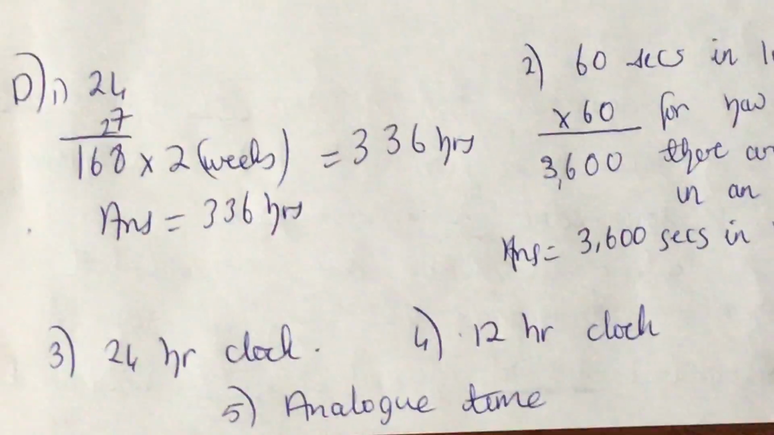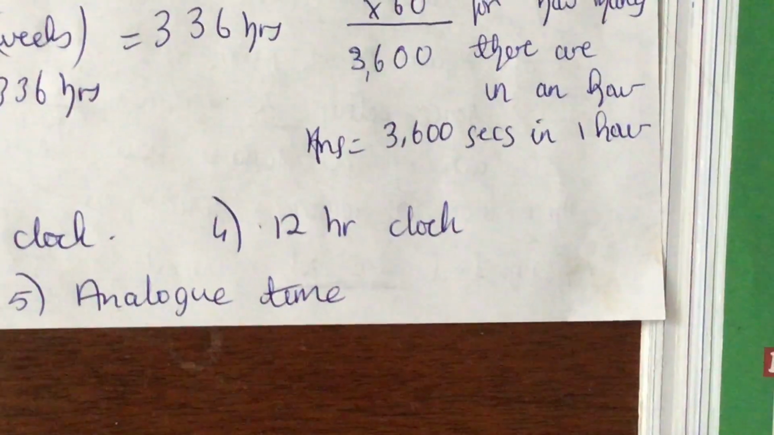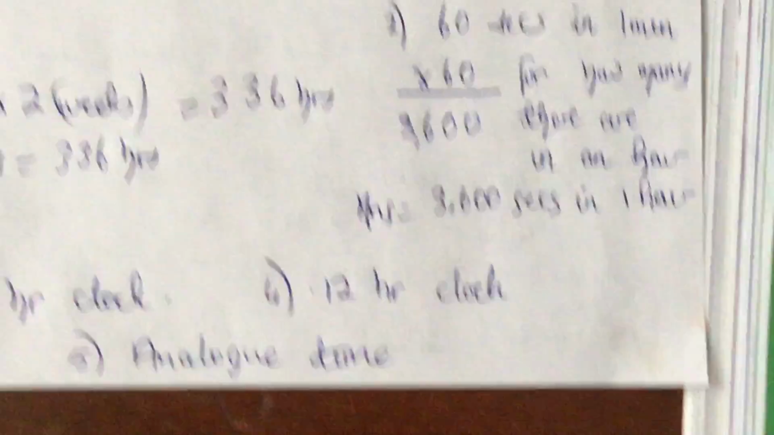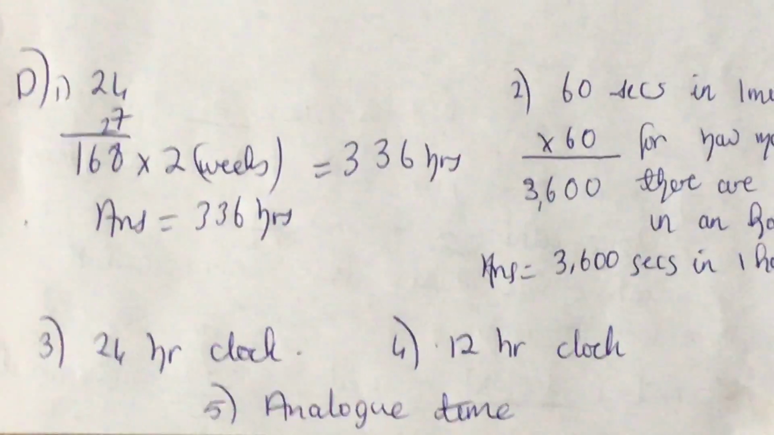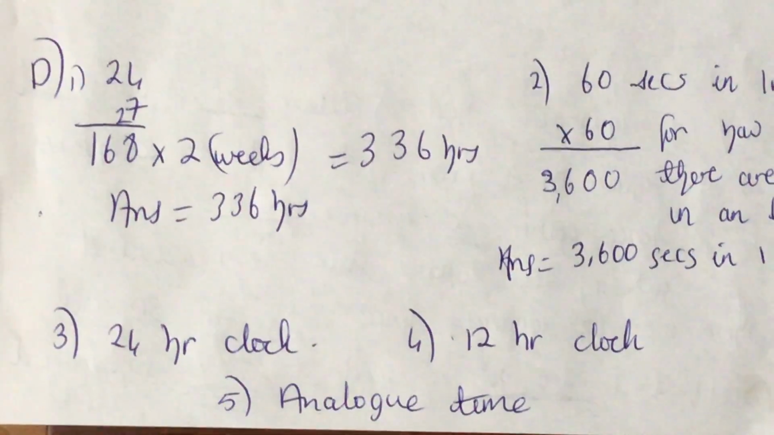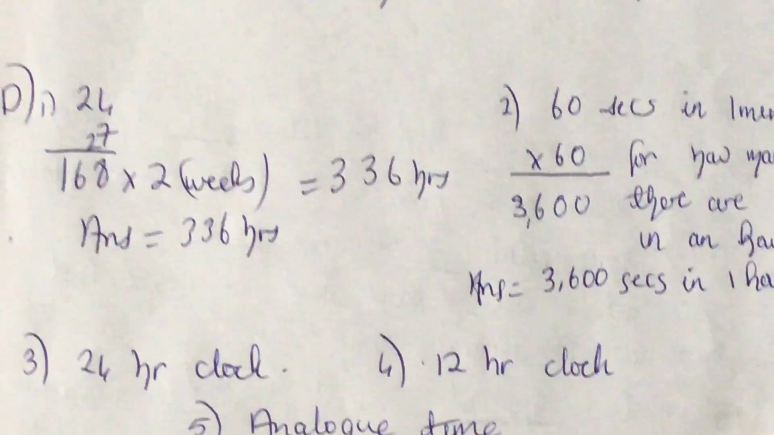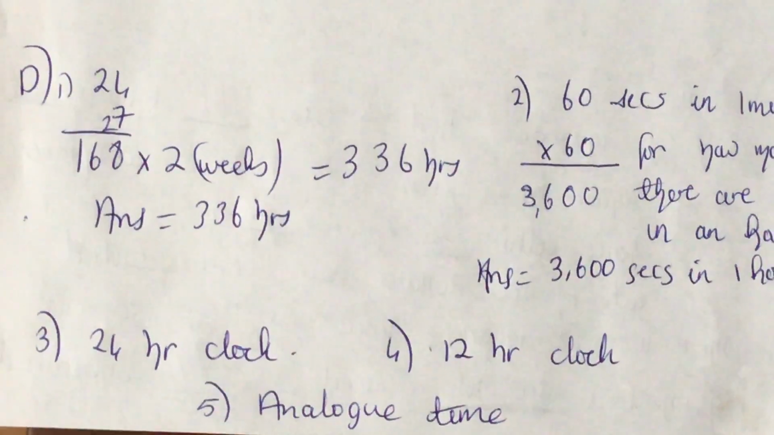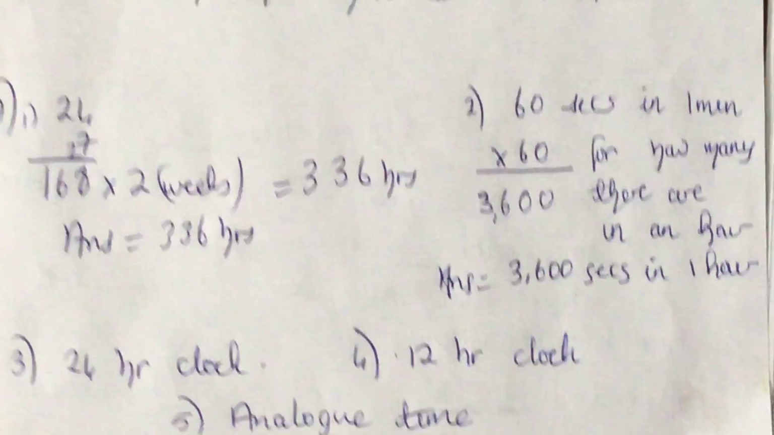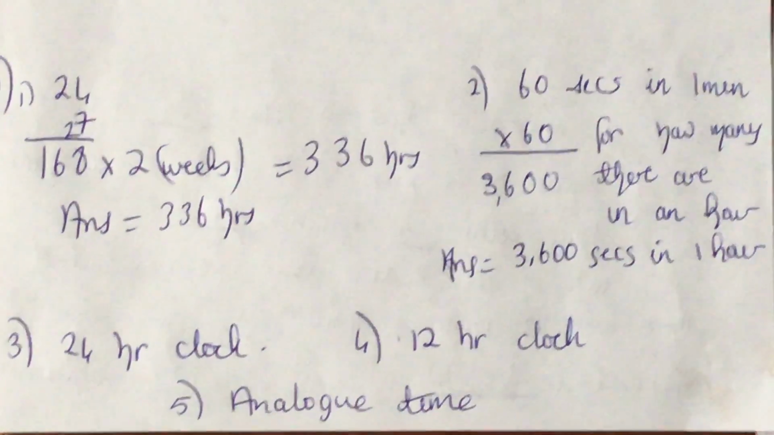Okay, guys? Next thing is 3. The clock, from that to that, absolutely the 24-hour clock. And the next one is the 12-hour clock, because it has AM and PM. And last but not least, when you have o'clock, you're talking about analog time. You're not talking about digital, you're talking about analog time, you have o'clock. Okay, guys? So that's it.